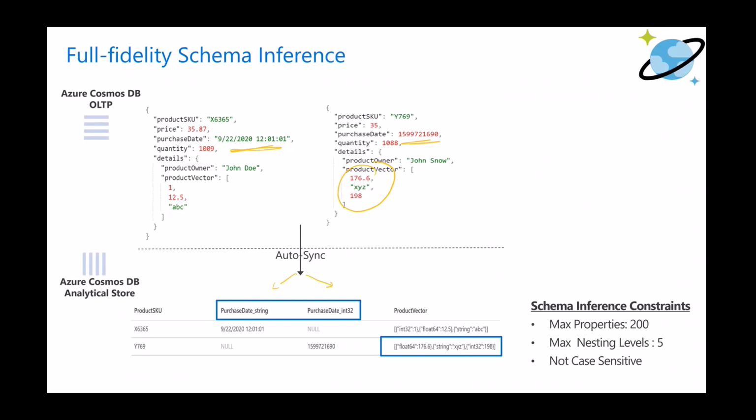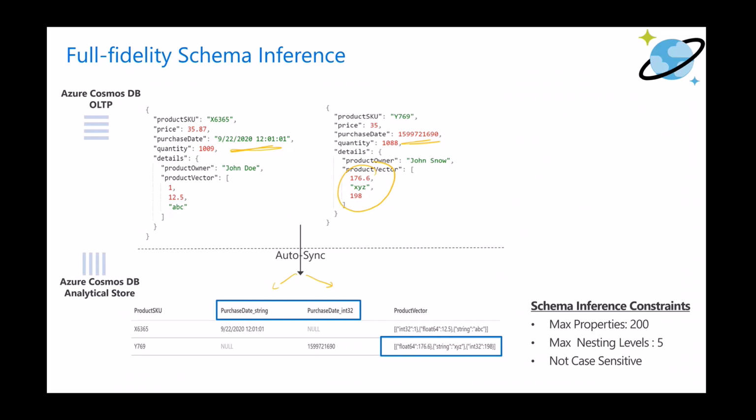When we talk about schema inference, we have some restrictions. We can only read a maximum of 200 properties from the JSON file, and the JSON should not have more than 5 nesting levels. If there are more than 5 nesting levels, those properties will be skipped.